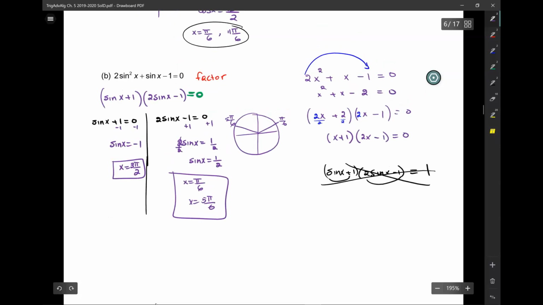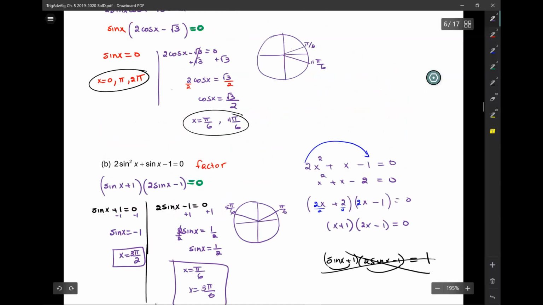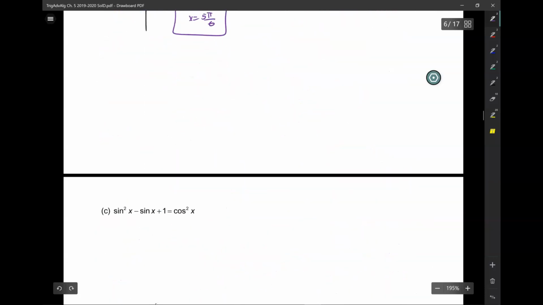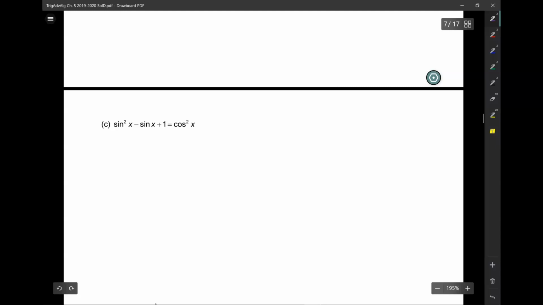Do you not add the 2 pi into those? No, because this one too, it said from 0 to 2 pi. Yeah, that goes for all of them. Okay.